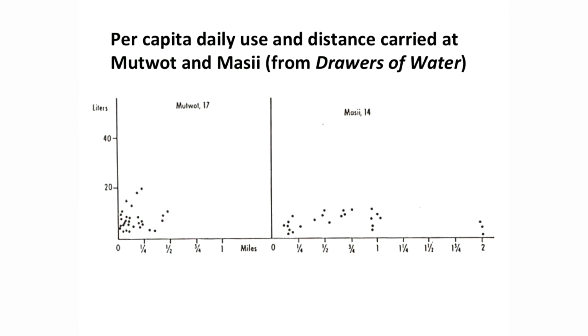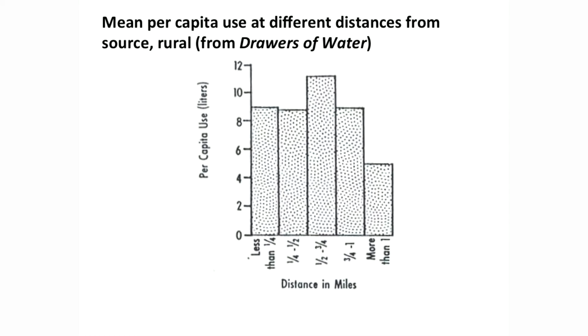For the village shown in the left panel, most of the water sources are relatively close to households, within half a mile. For the village in the right panel, a few households are walking considerably farther, about 2 miles. And these few households are in fact using less water than households with sources closer to their homes. This next slide shows the effect of distance on per capita use more clearly. It is only when the distance to the water source becomes more than 1 mile away that we see a decrease in per capita water use.